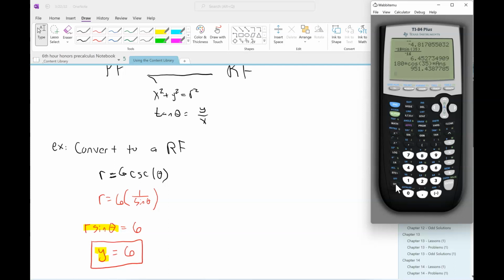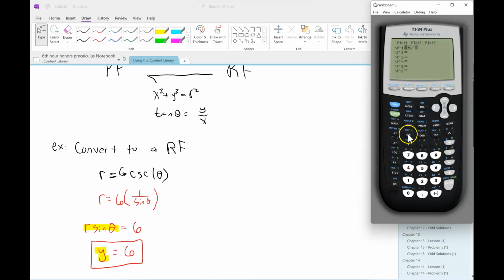So what does the graph of this look like? It's a horizontal line, right? Let's just kind of confirm that. So we're going to change our calculator to polar mode. I'm going to change from degrees back to radians. And now if I go and I look at my y equals menu, it starts with r equals. And my calculator doesn't have a cosecant button.